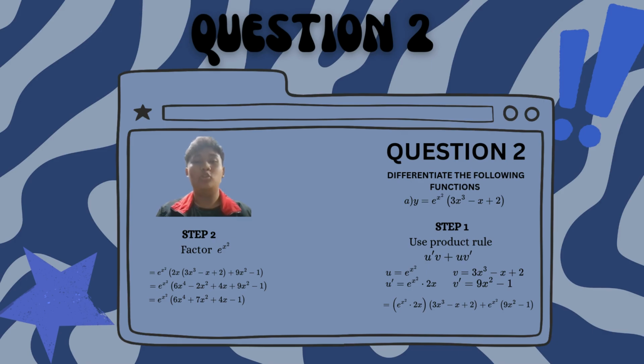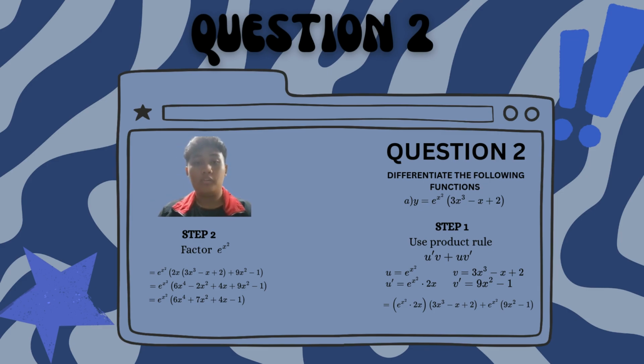u equal to e to the power of x to the power of 2. u prime equal to e to the power of x to the power of 2 times 2x. Meanwhile, v equal to 3x cubed minus x plus 2. v prime equal to 9x squared minus 1. Insert those in the product rule just now, and then we will get e to the power of x to the power of 2 times 2x times 3x cubed minus x plus 2 plus e to the power of x to the power of 2 times 9x squared minus 1.